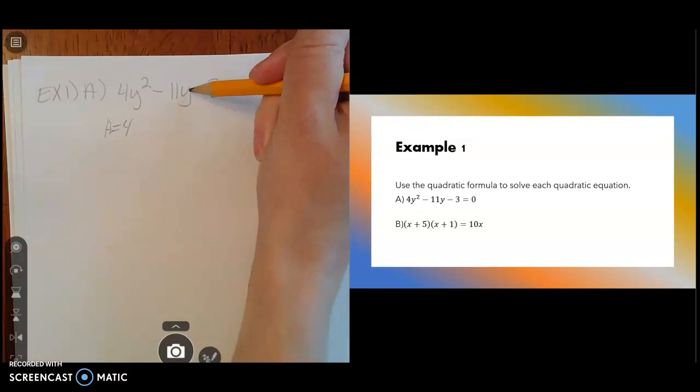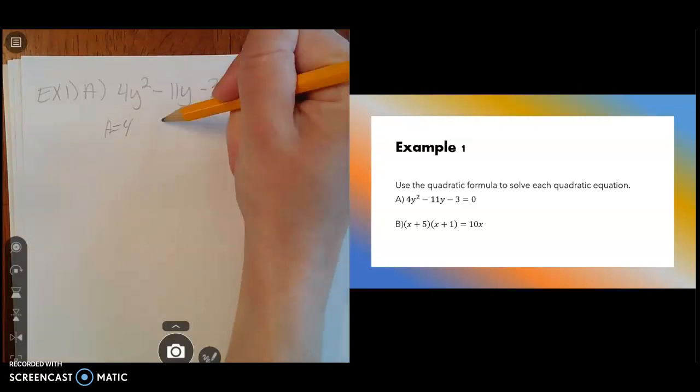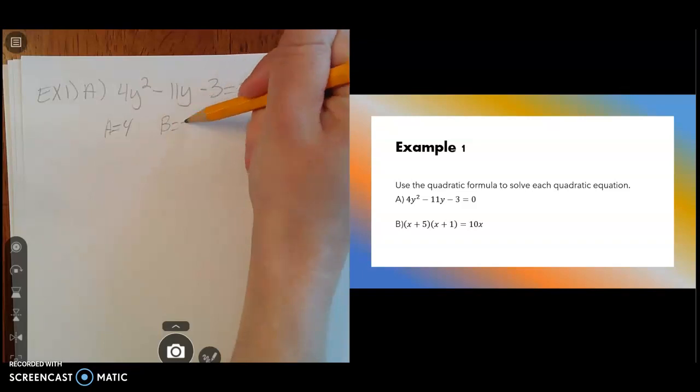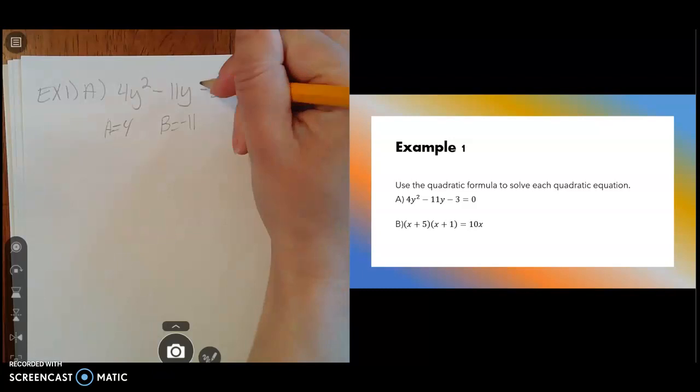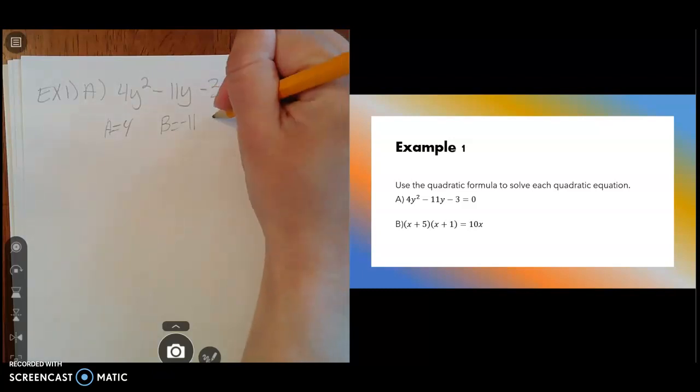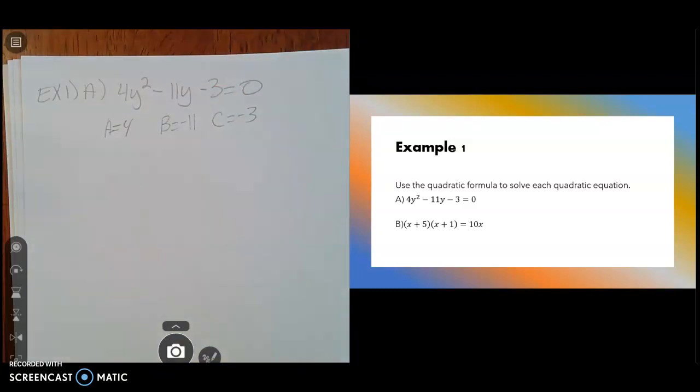The coefficient for my y is a negative 11, since it's minus 11, so my b value is negative 11. And our constant here at the end is minus 3, so negative 3. So there's your c value of negative 3.